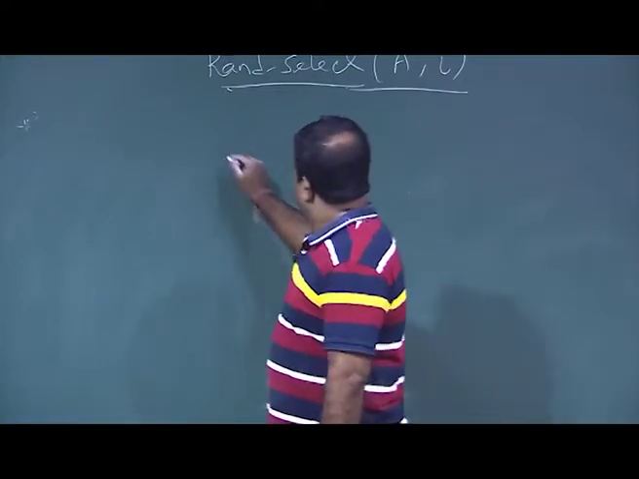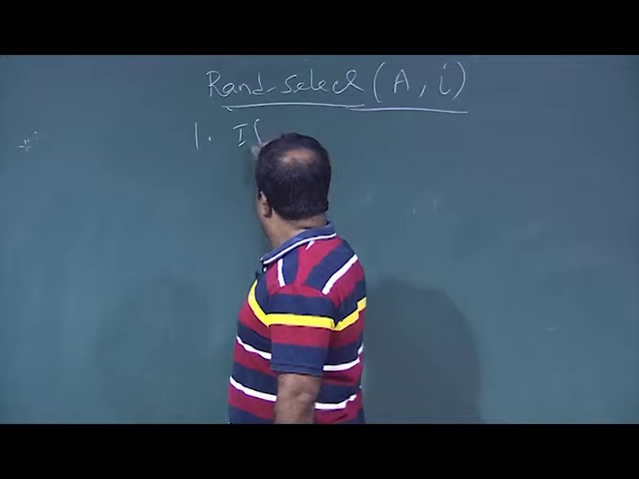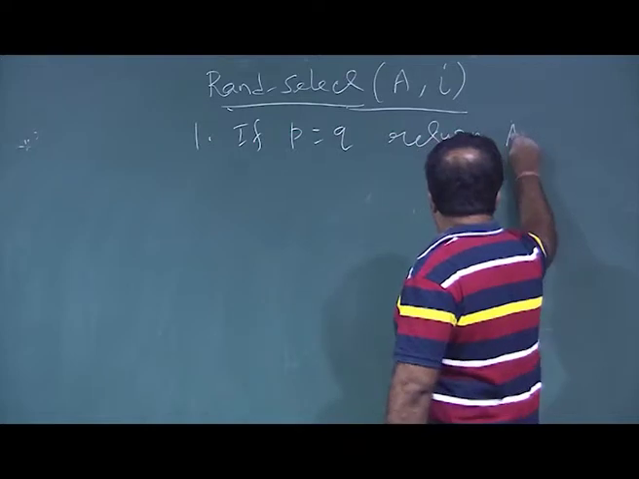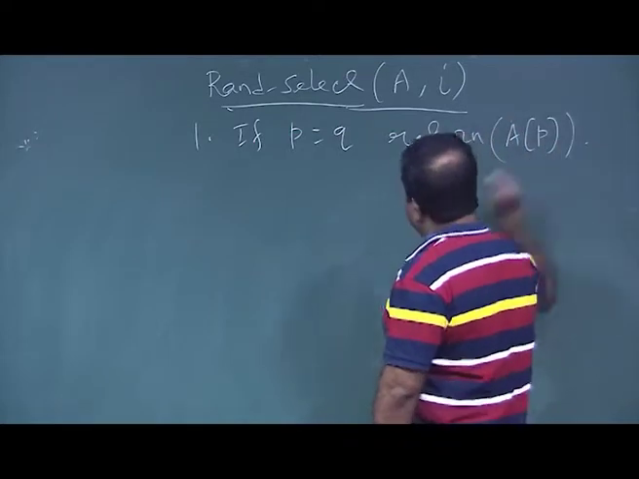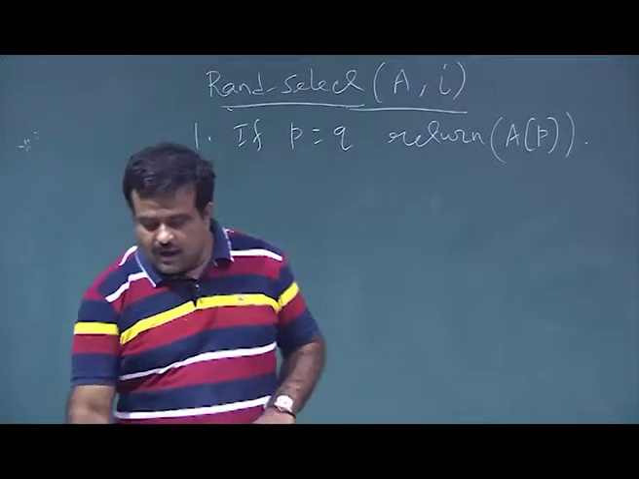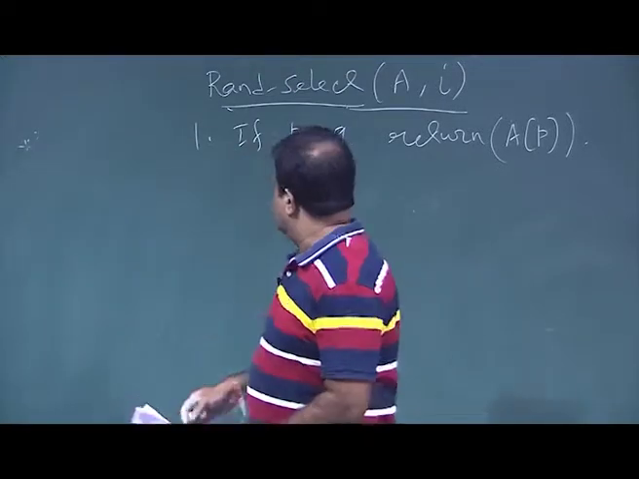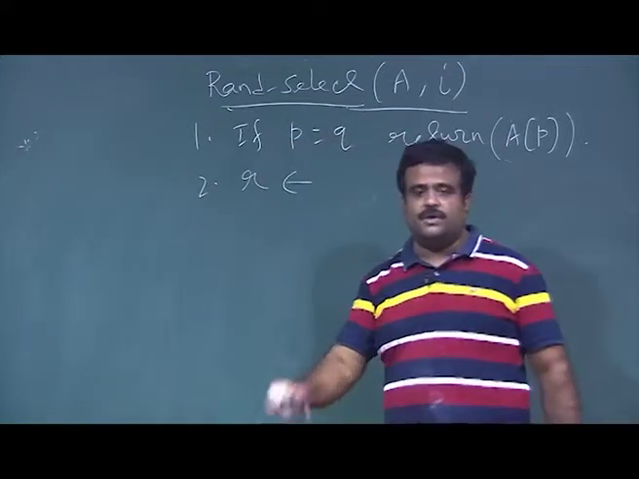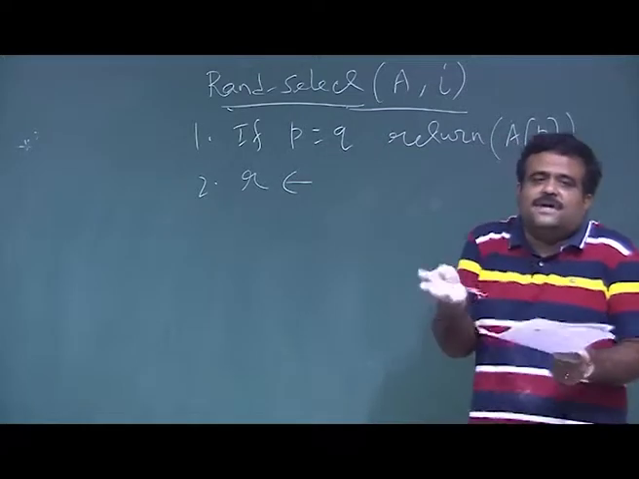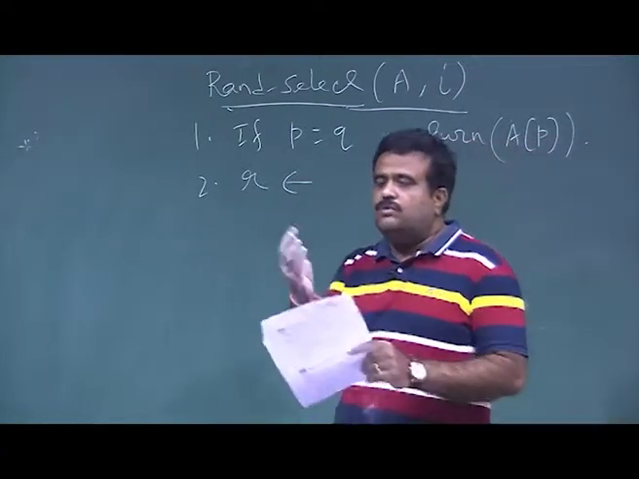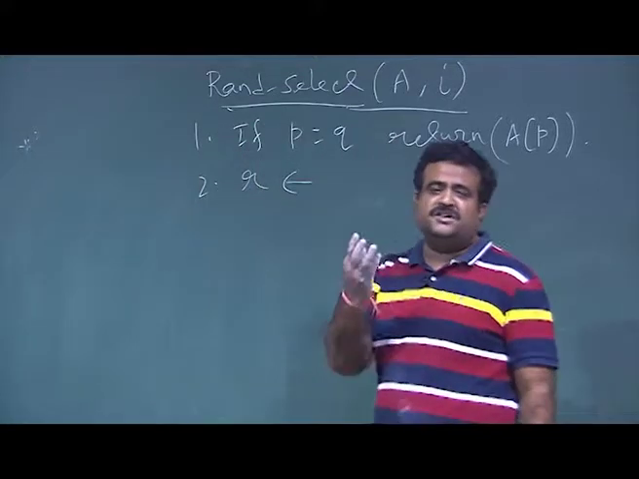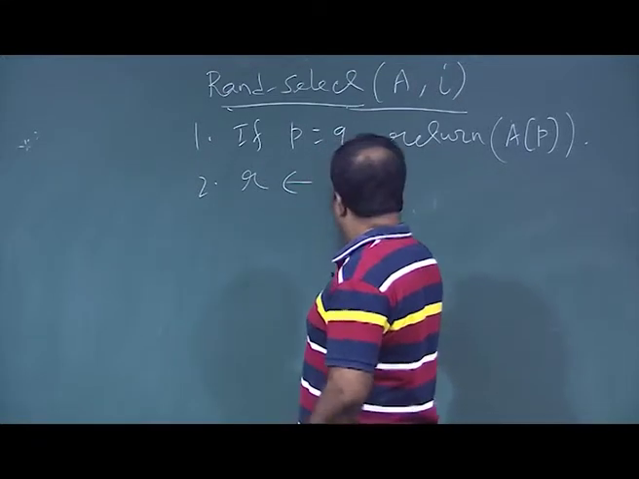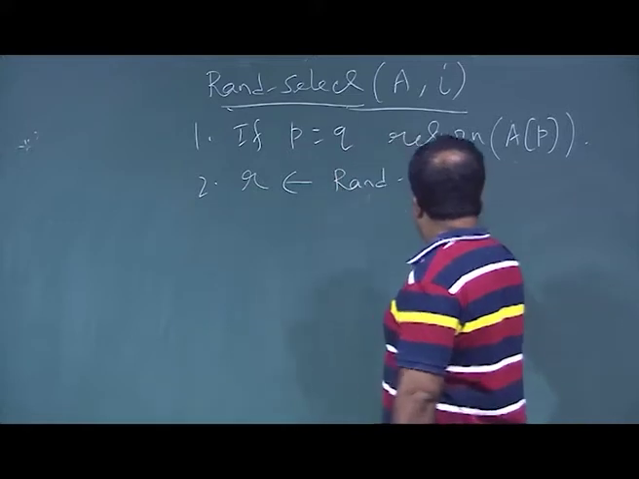What are we doing here? We are using the same code: if P is equal to Q, we return A[P]. And then we are just using a randomized version of the partition, where we choose the pivot element randomly. That may give us hope that we may be lucky sometimes and choose a good pivot. So, let us talk about this rand partition.